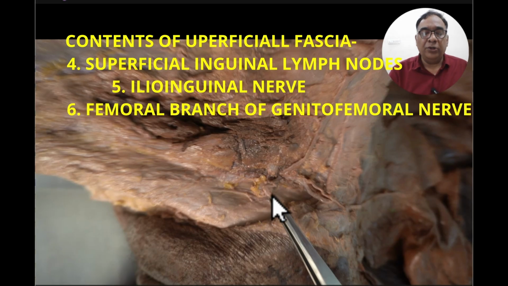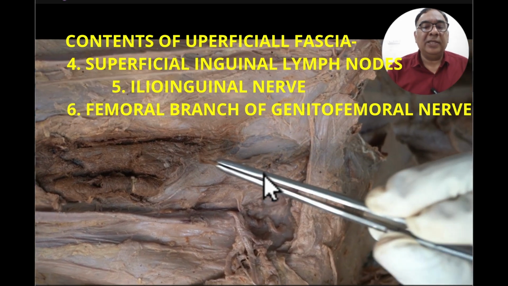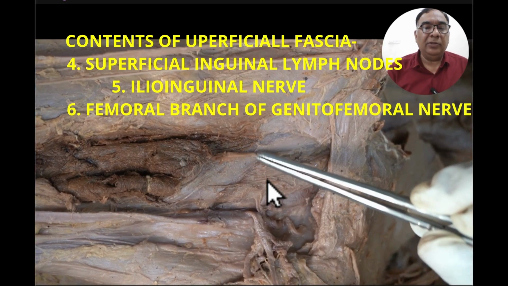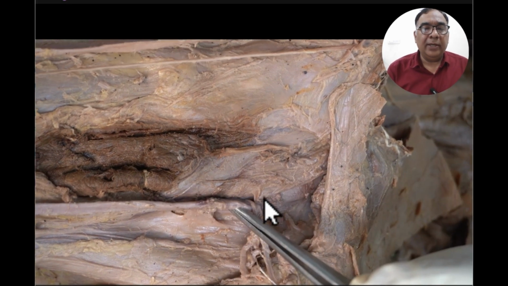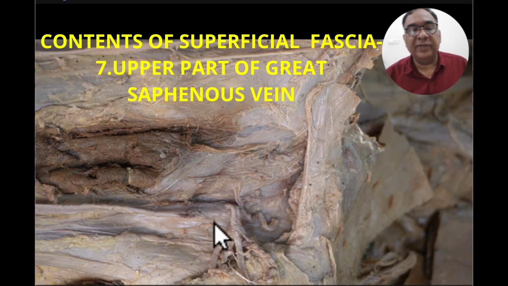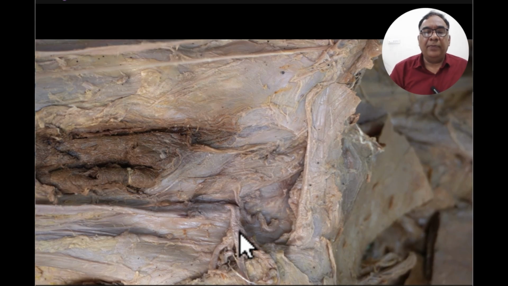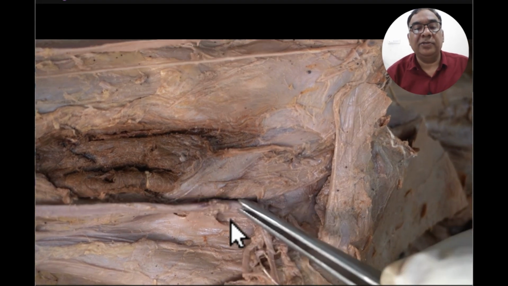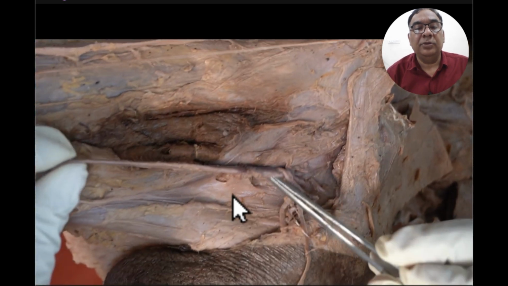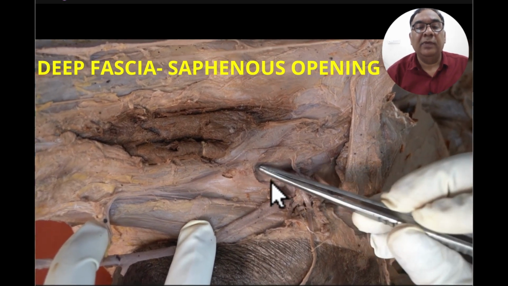Superficial inguinal lymph nodes and the ilioinguinal nerve. This is the femoral branch of the genitofemoral nerve, which gives nerve supply to the skin over the femoral triangle. This is the great saphenous vein. The upper part of the great saphenous vein is also present in the superficial fascia. Here the great saphenous vein receives drainage of veins accompanying the superficial branches of the femoral artery. Here the great saphenous vein passes through an opening. This opening is called the saphenous opening and it drains into the femoral vein.